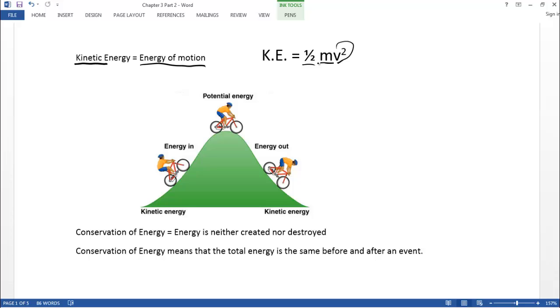And potential energy and kinetic energy kind of go hand in hand. They're kind of opposites in a sense.